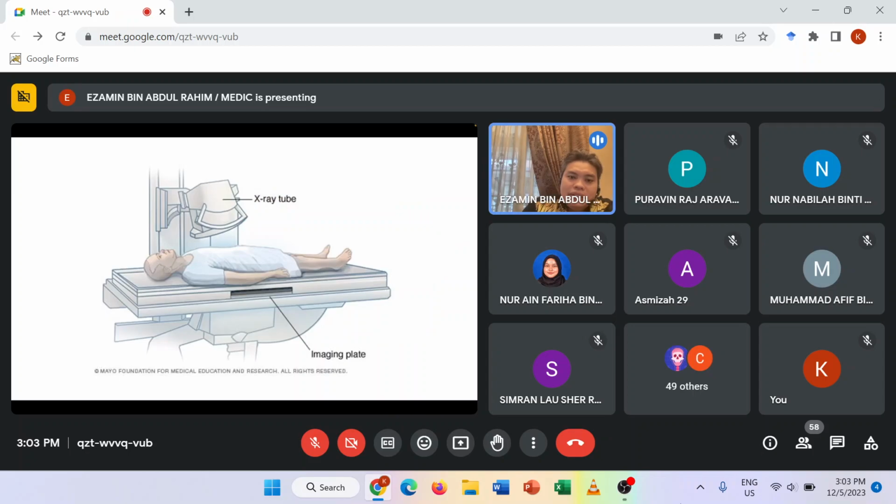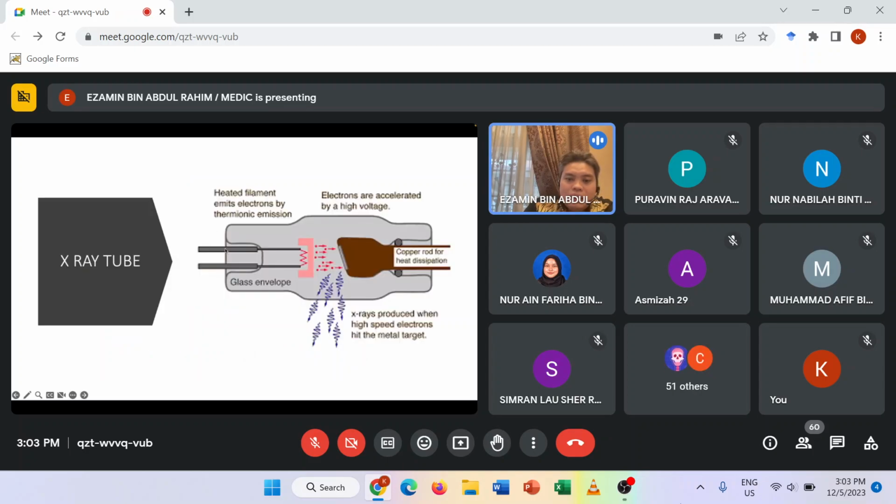Going a bit beyond. This one is the X-ray tube, and this is the detector. The patient is above. To create X-rays, the electron beam goes from the cathode to the anode, and the target is usually tungsten. When the electrons are produced, they bombard the tungsten target, and then X-rays are produced. It's quite complicated, but I think for you this is enough.